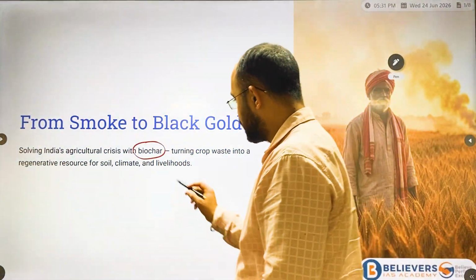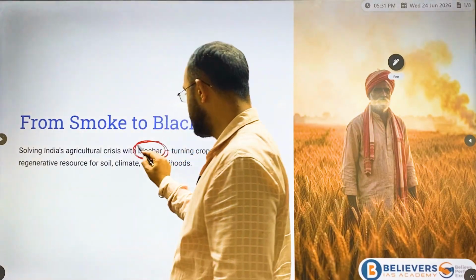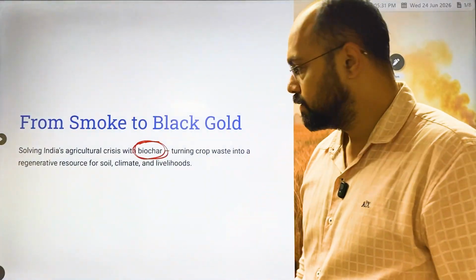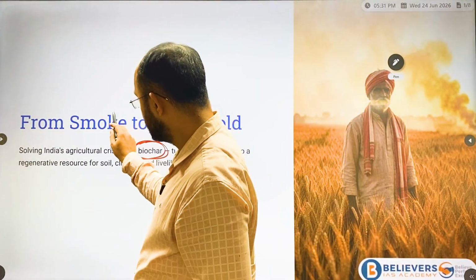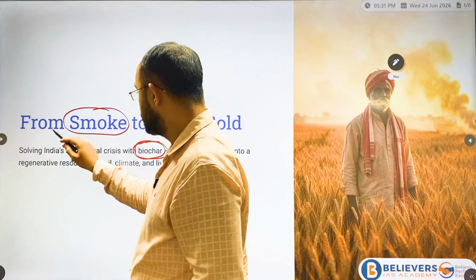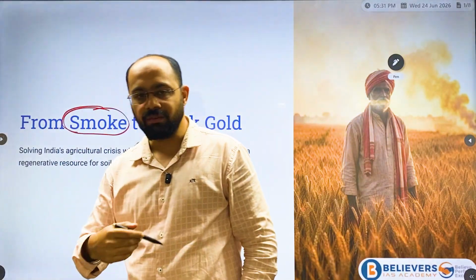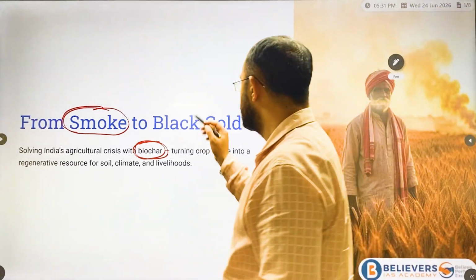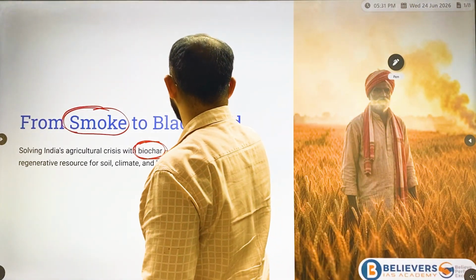So today we will be discussing a most important chapter, that is biochar. Okay, now what is this biochar? First, before understanding this, we'll understand what this smoke is. As you know, after agriculture, after producing the crops, what the farmer does is deal with the residue of the crops.